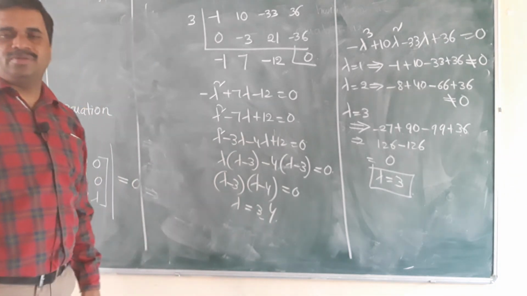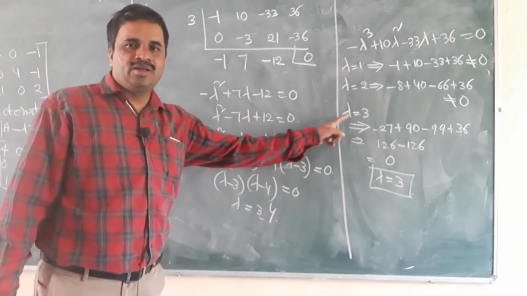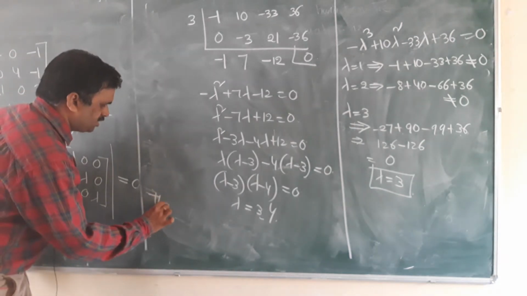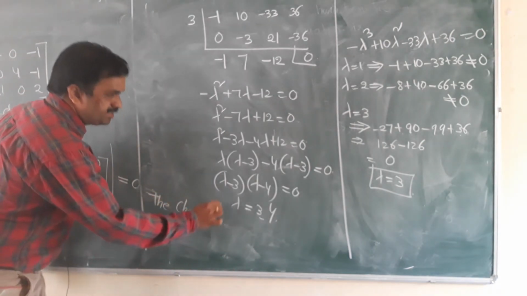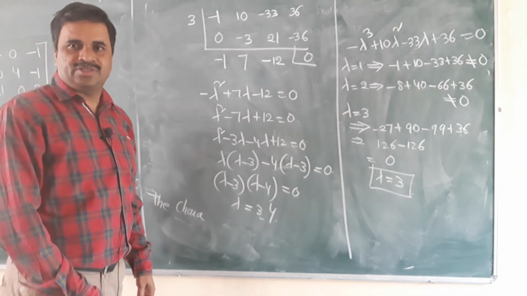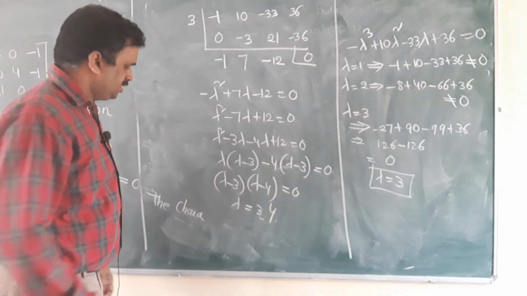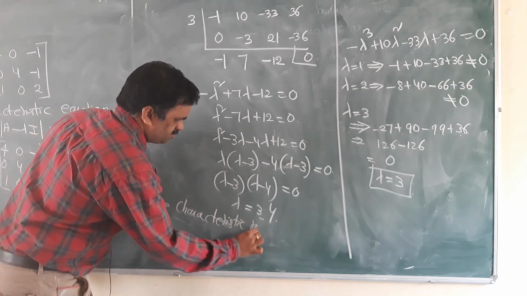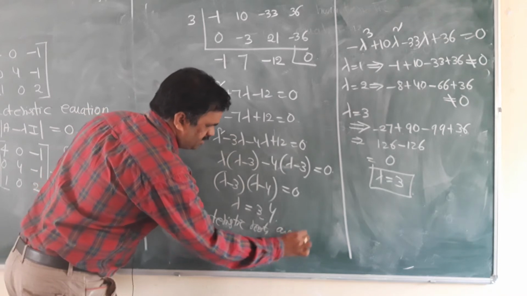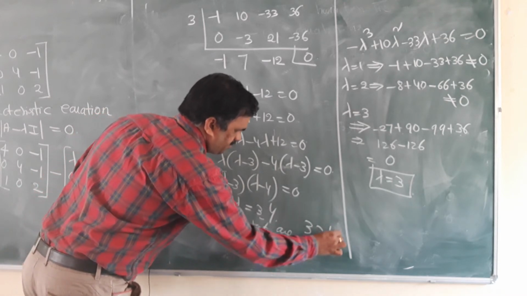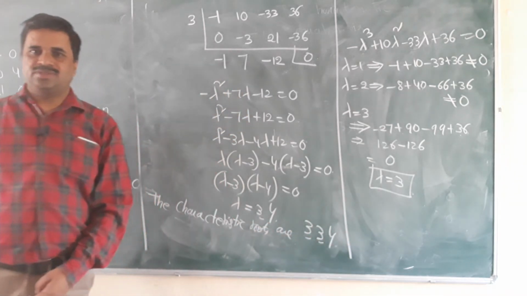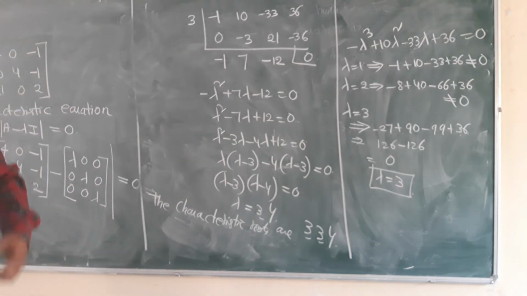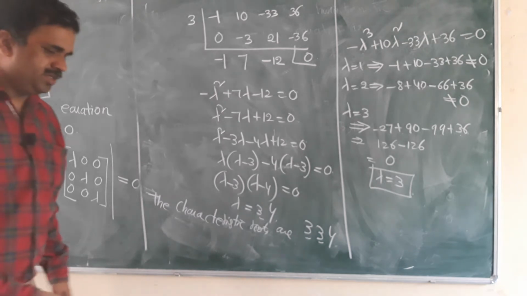2 roots we got now. Already we have one root, lambda equal to 3. Therefore the characteristic roots are 3, 3 and 4.